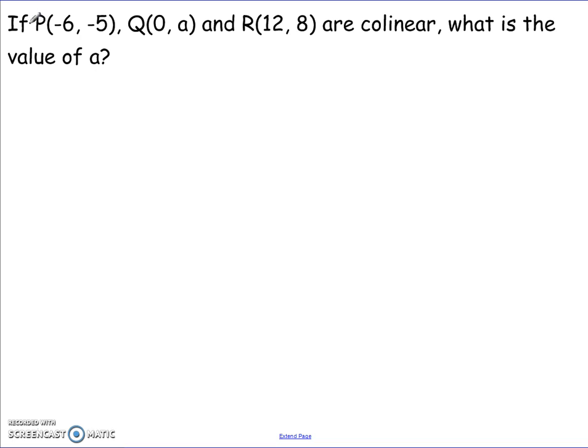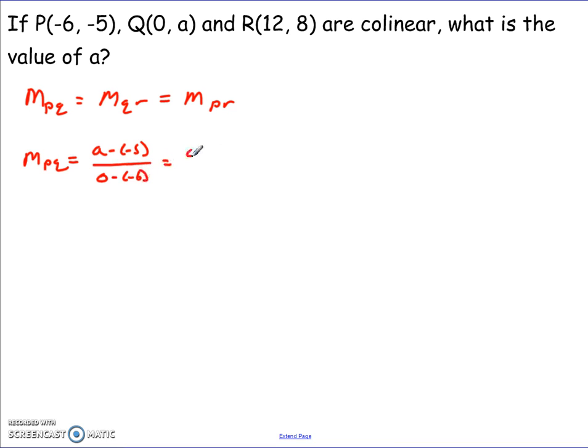Last question I'd ask you, if the 3 points here, P, Q and R, are collinear, what is the value of A? Well, we know that for it to be collinear, the gradient of P to Q will equal the gradient of Q to R, or the gradient of P to R. So what we have to do is use this property to set up an equation and solve it for A. So let's imagine I do the gradient of P to Q. So in this case, I'd get A take away negative 5 over 0 minus minus 6. So in this case, I'd have A plus 5 over 6.